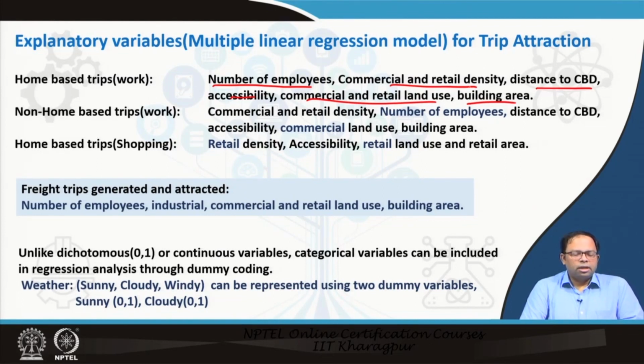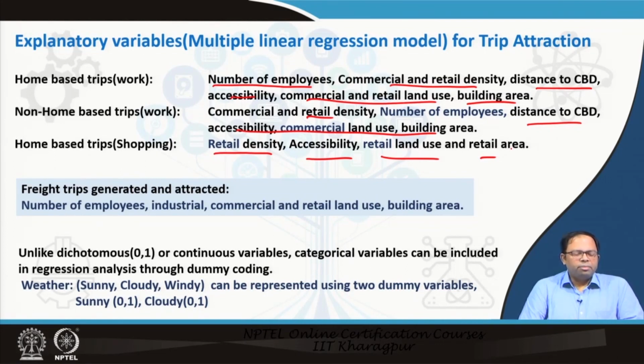Then in non home based trips like walk trips, this is almost similar to the trip production model, where the number of trips attracted, non home based walk trips attracted, again depends on the commercial and retail density, number of employees. So, this is again a work area where trips are attracted. So, that is why these are the variables which are actually playing a role. And finally, number of home based shopping trips that are attracted depends on the total retail density, accessibility, retail land use, and retail area. The more the retail area, the more people would be attracted to go to that particular zone to shop. So, these are the different variables which play a role in explaining trip production and attraction.